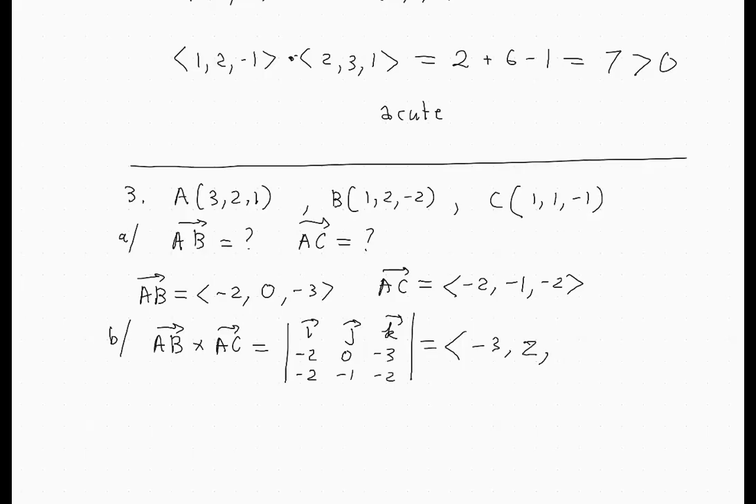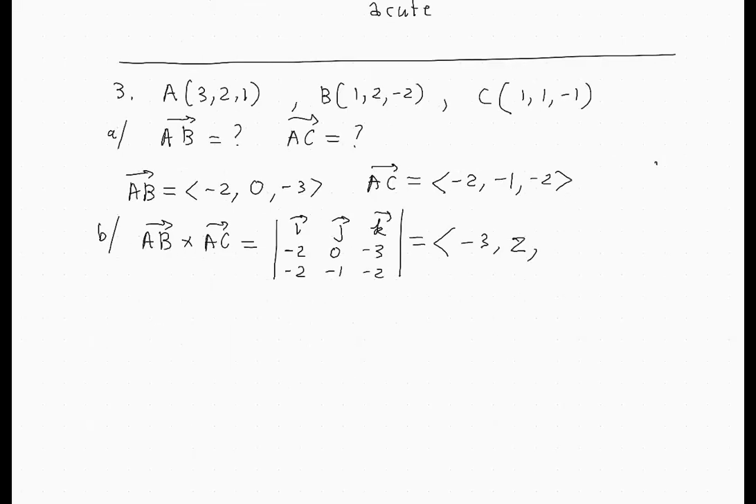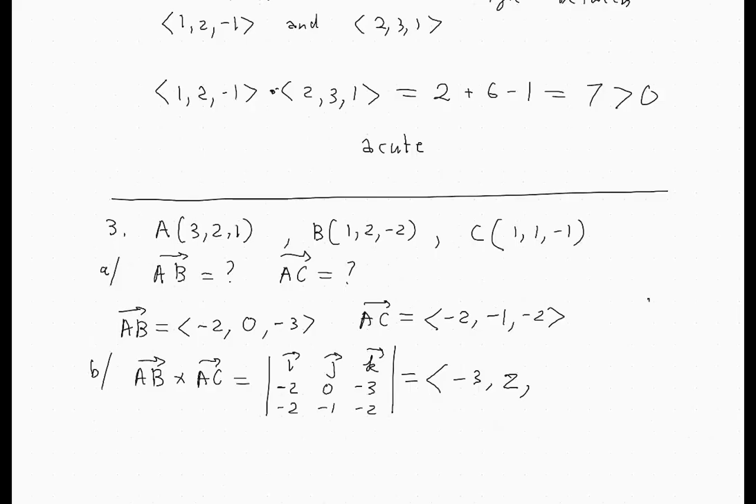And what you're going to get is, oops, sorry about this, 2. So this is your vector.